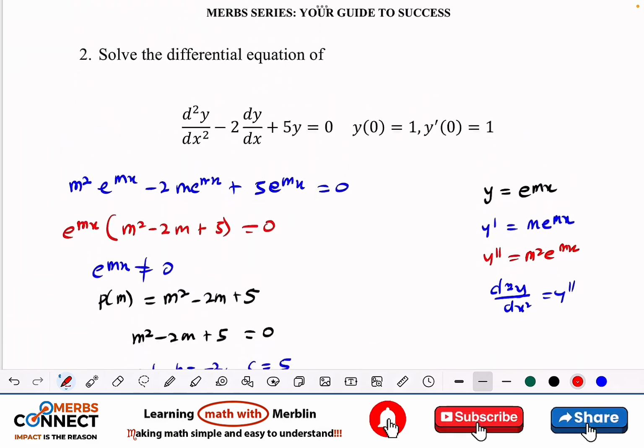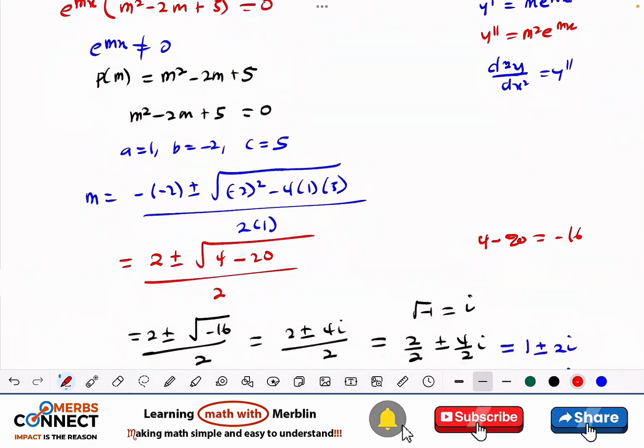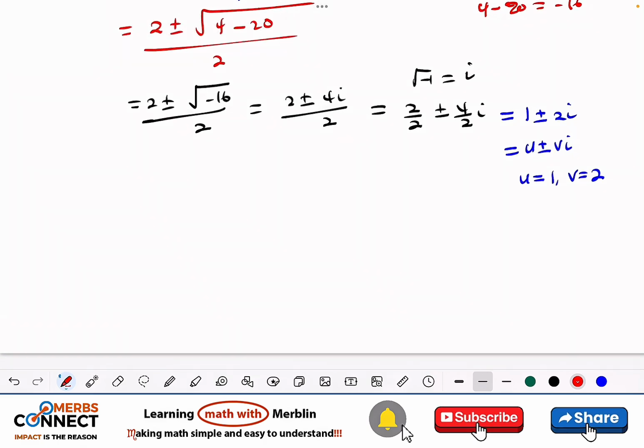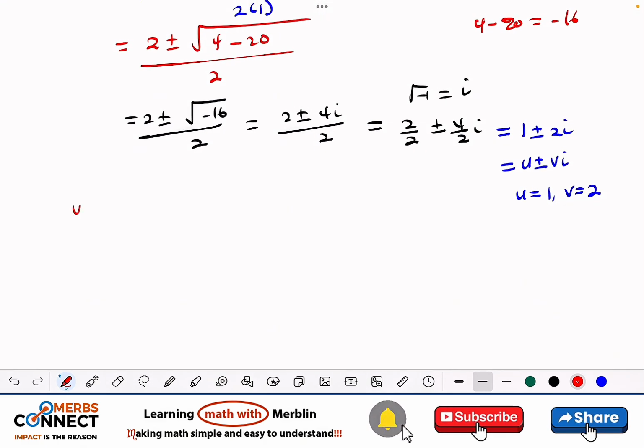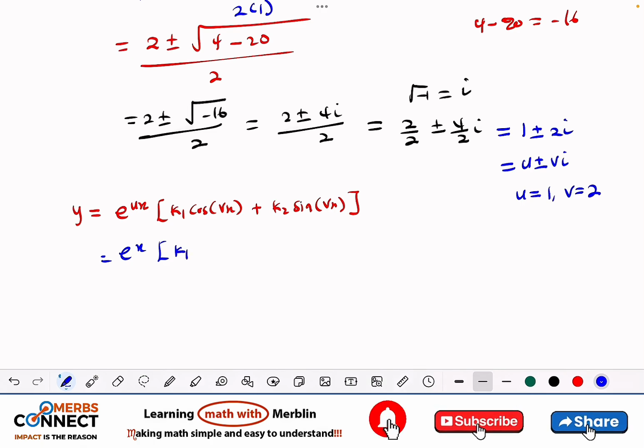Now what can I do again? I can write the general solution, which will go with the initial condition. So the general solution is equal to e to the power ux, k1 cos vx plus k2 sine vx, close the bracket. And then I know that u is 1, and then I know that v is 2. So I'm going to have something like this.